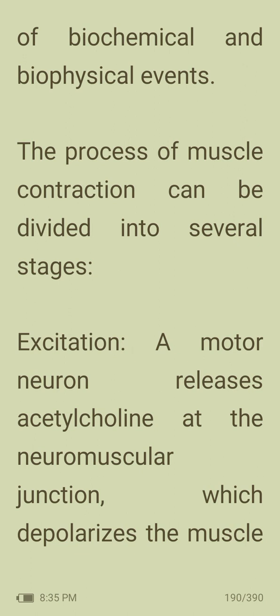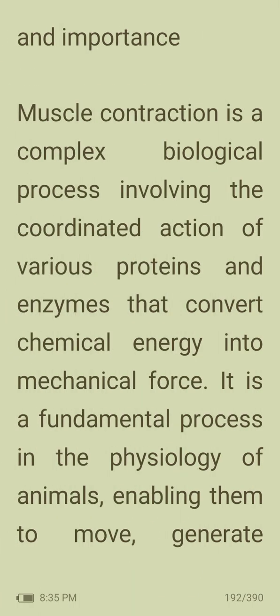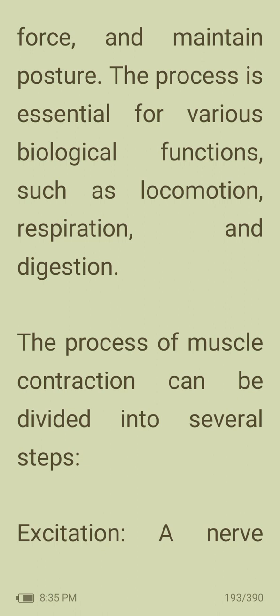A motor neuron releases acetylcholine at the neuromuscular junction, which depolarizes the muscle cell membrane and triggers an action potential that propagates along the muscle fiber. Then, muscle contraction is a complex biological process involving the coordinated action of various proteins and enzymes that convert chemical energy into mechanical force. It is a fundamental process in the physiology of animals, enabling them to move, generate force, and maintain posture. This process is essential for various biological processes such as locomotion, respiration, and digestion.